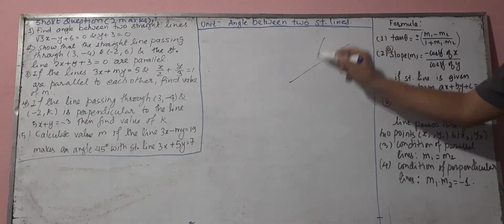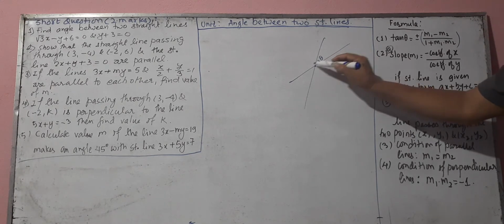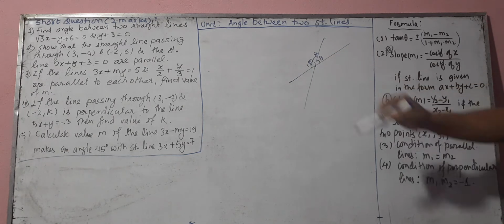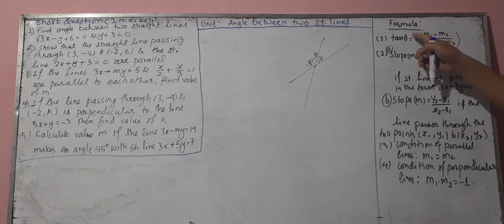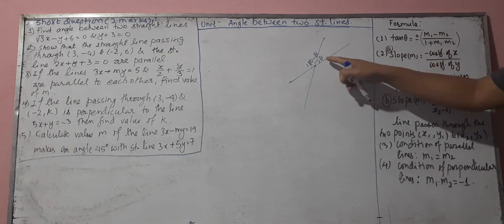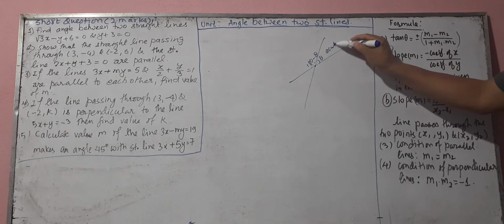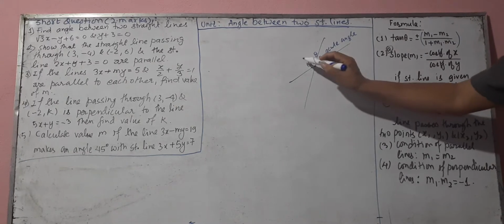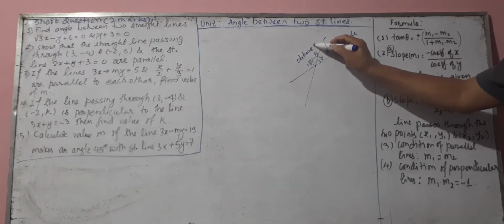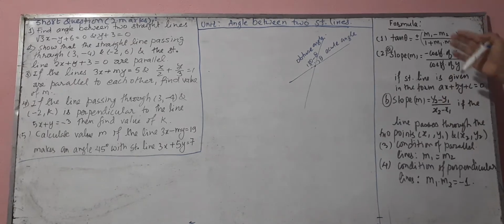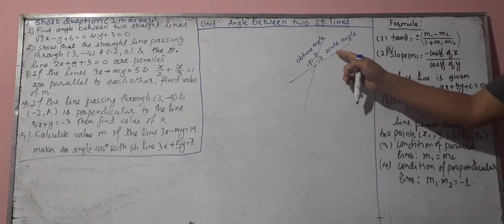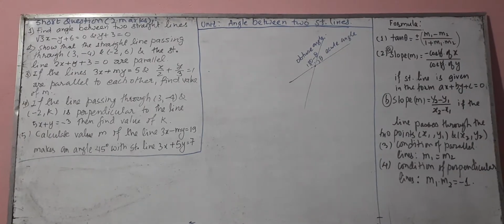Look here. There are two angles, theta and 180 minus theta. It is a straight angle, so we have two angles. The positive value of tan theta gives the acute angle, and the negative value of tan theta gives the obtuse angle. So we have to take either positive or negative according to the acute or obtuse angle.